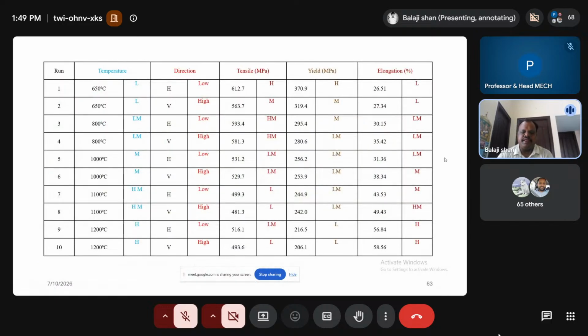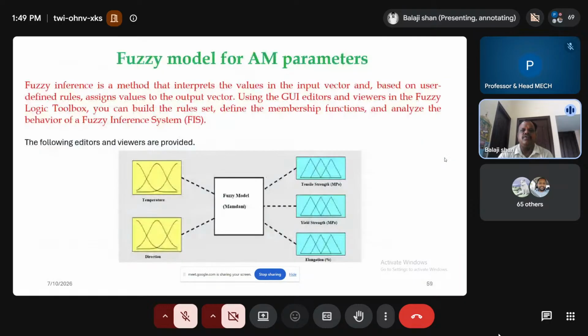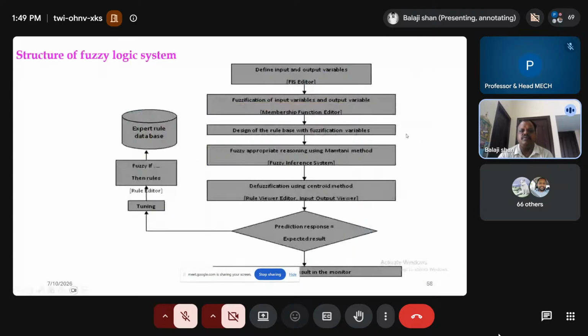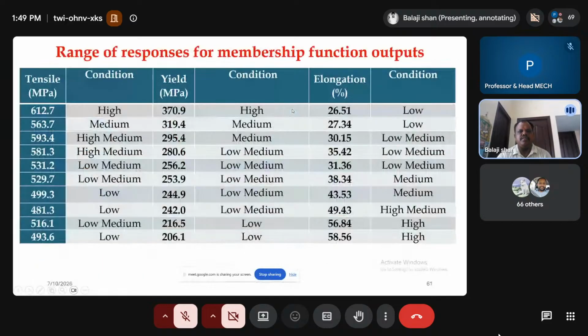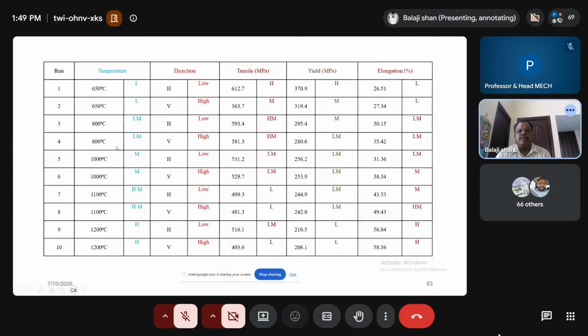After that, we are creating the fuzzy set rules. The first step is to design the rules based on the fuzzification variables. We are creating the rules. Already we have formed the rules here itself. Later, they should be tabulated in a tabular column manner.